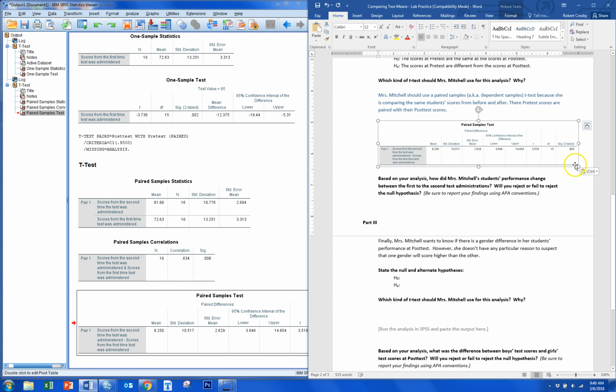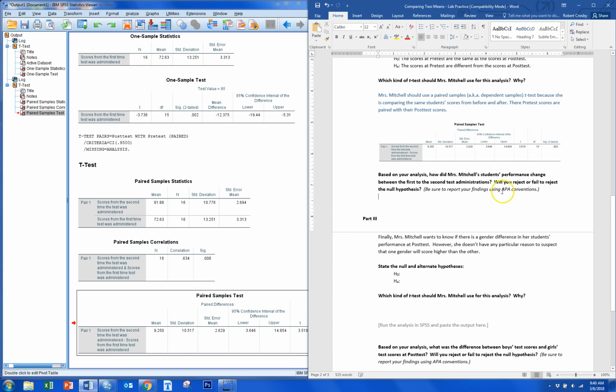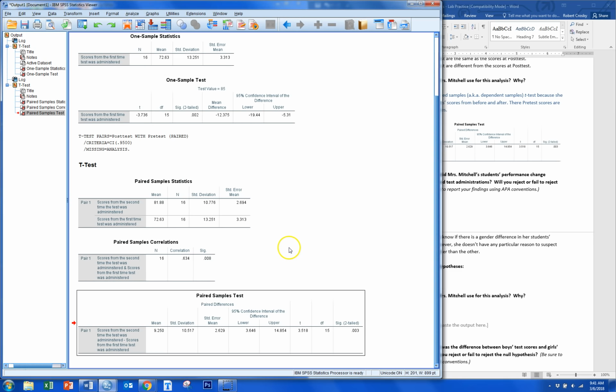So based on your analysis, how did Mrs. Mitchell's students' performance change between the first and second test administration? Will you reject or fail to reject the null hypothesis? So let's take a look over here. It's slightly larger on the screen. So the mean difference is 9. So they went up by about 9 points. The standard deviation is 10.517, so it's just under a standard deviation. We can calculate that effect size, but we can tell already if it's about a standard deviation, it's going to be large. So far, so good.